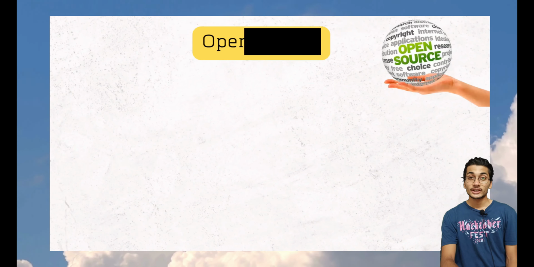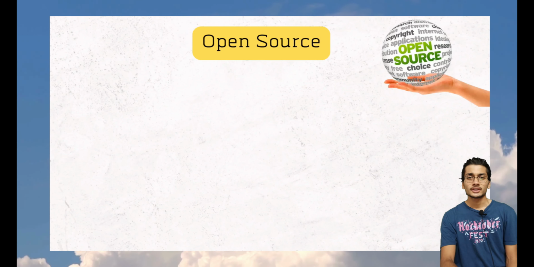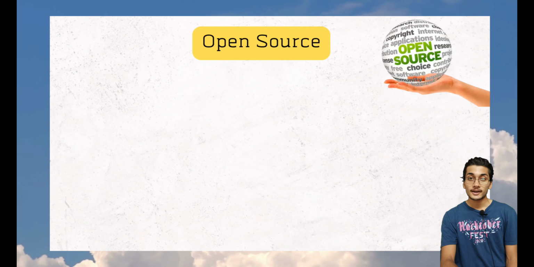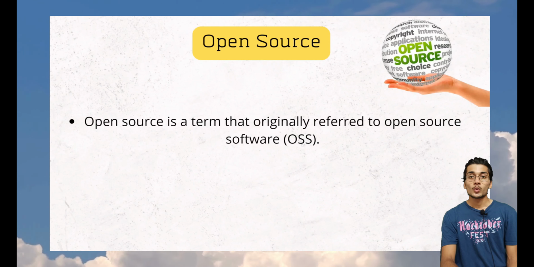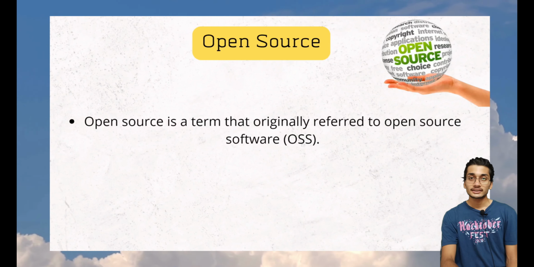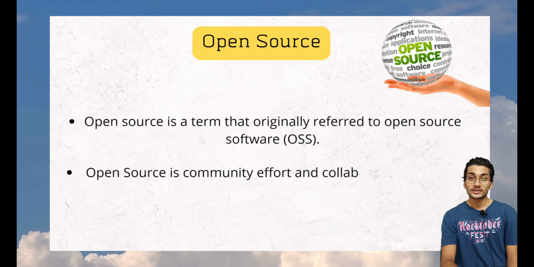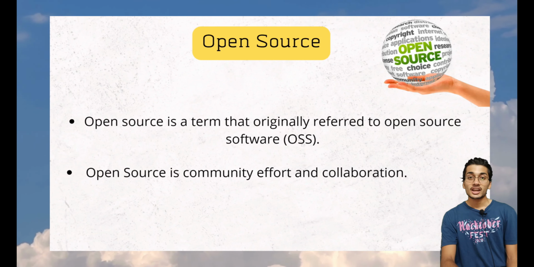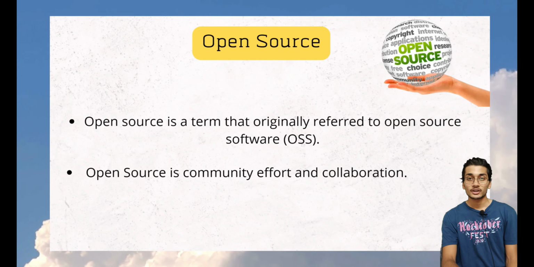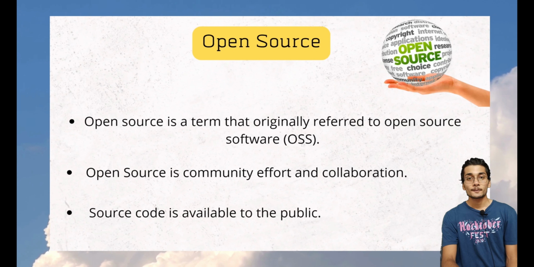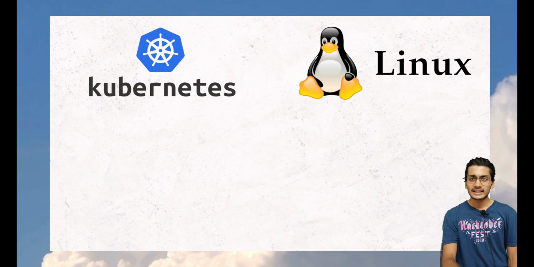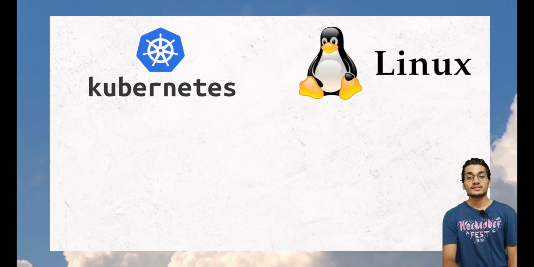Now, the question is, what is open source? Open source is a term that originally referred to open source software, OSS. Open source is a philosophy that encourages community effort and collaboration on software by making the software source code available to the public. Kubernetes and Linux are examples. We will discuss more examples in this video.